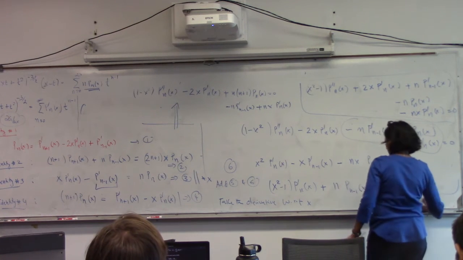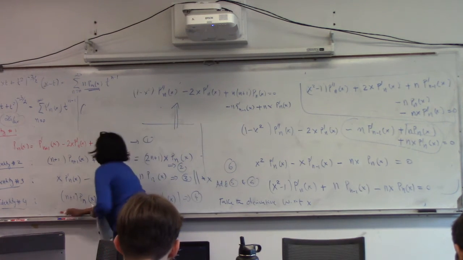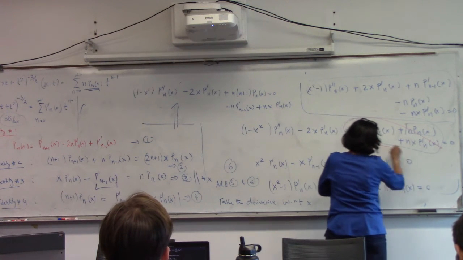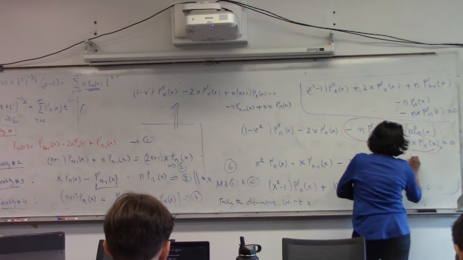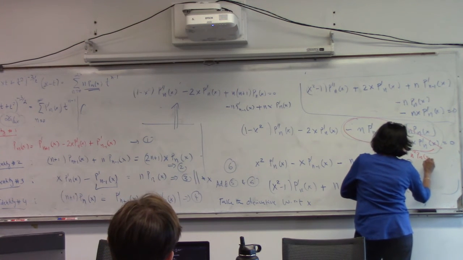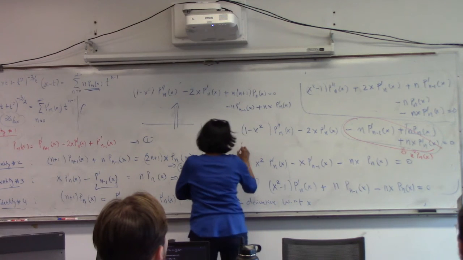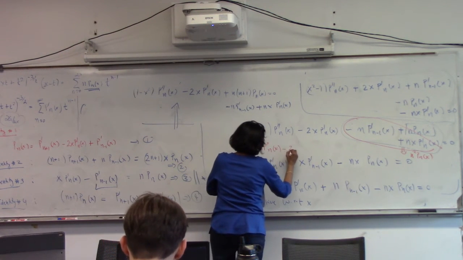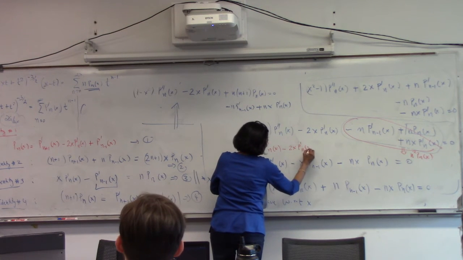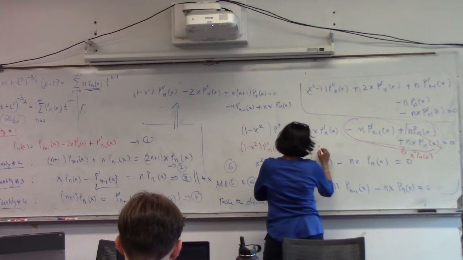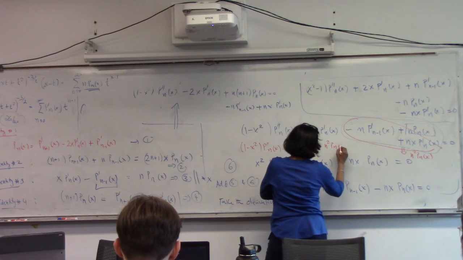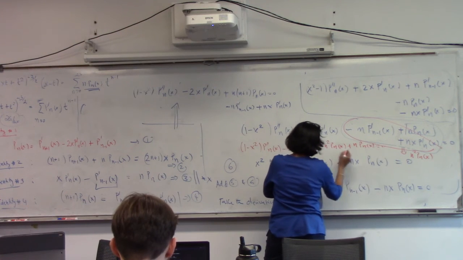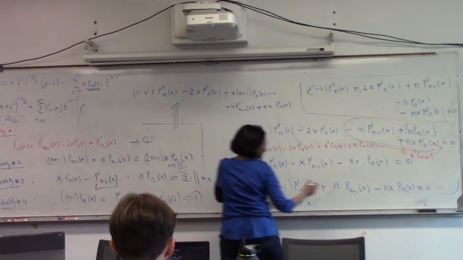So these two combined is nothing but n squared P_n(x). So what we have is then 1 minus x squared P_n double prime(x) minus 2x P_n prime(x) plus n squared P_n(x) plus n P_n(x) equal to 0, which is nothing but n times n plus 1.